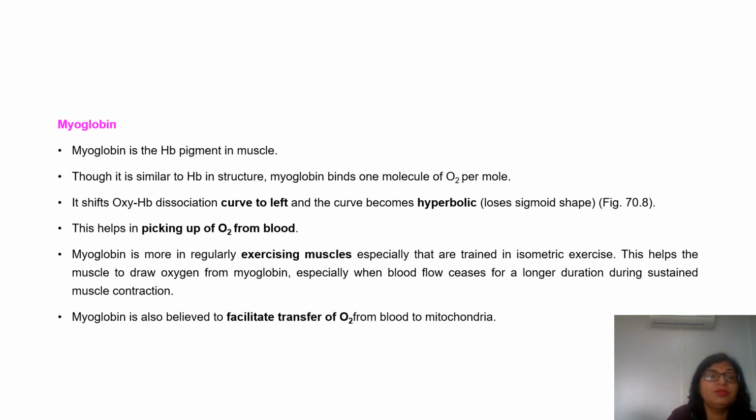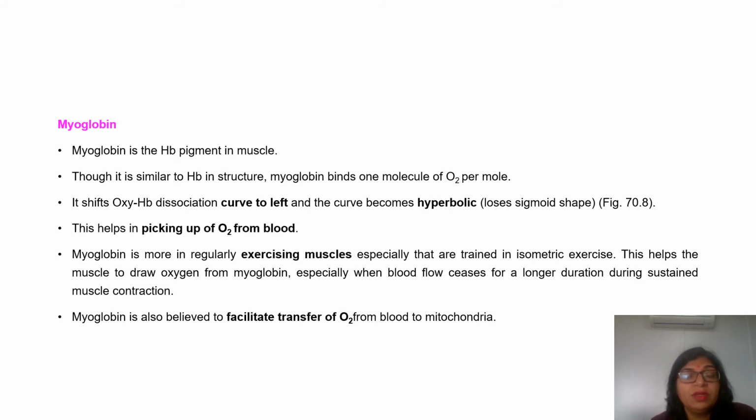Myoglobin is the hemoglobin-like pigment in the muscle. It is similar to Hb in structure. Myoglobin binds one molecule of oxygen per mole. So it shifts the oxyhemoglobin dissociation curve to the left, and the curve is not sigmoid. Here the curve is hyperbolic. So this helps in picking up oxygen from blood.